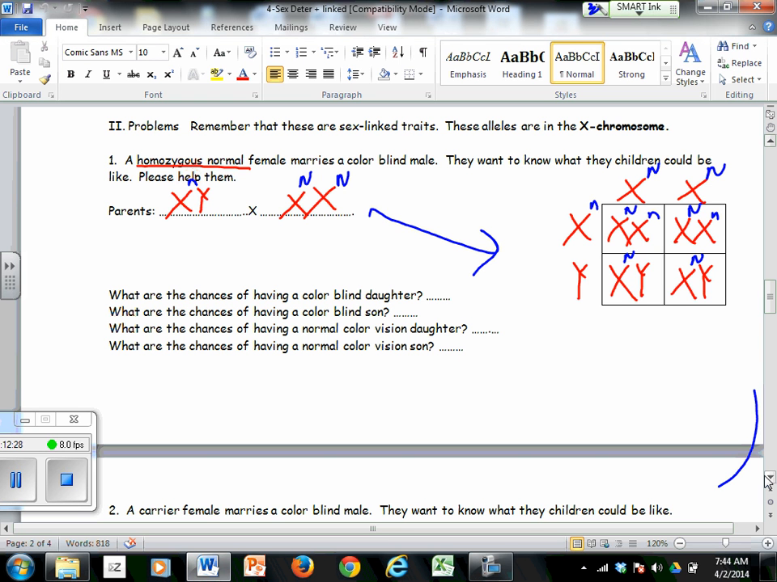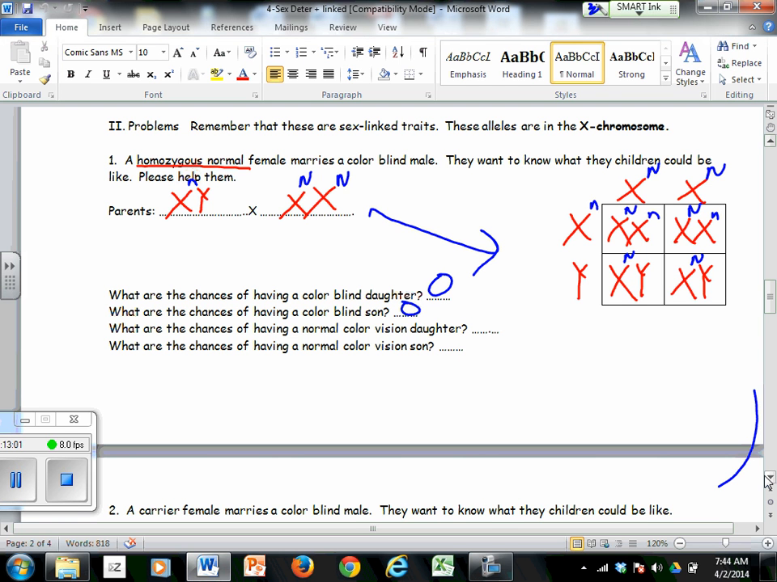So the question are, what are the chances of having a colorblind daughter? Well, there's a 50-50 chance with having a daughter. So if she has a daughter, what are the chances that they're going to be colorblind? The answer is 0. If they have a daughter, it will be normal. What are the chances of having a colorblind son? If they have a son, there's not a chance that it will be colorblind.